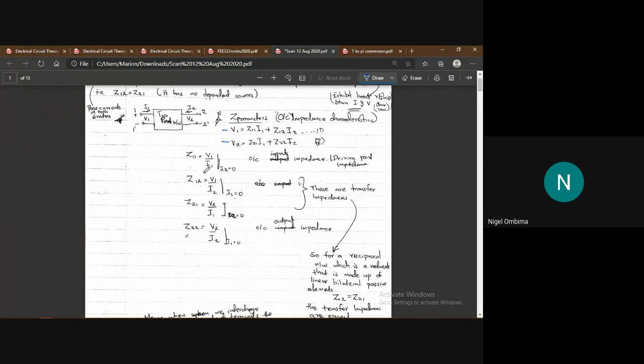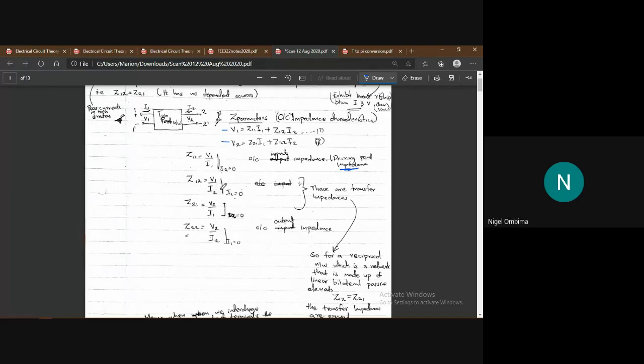So Z11 is just V1 over I1. For Z11 we take V1 and I1 here, because you are looking into the circuit from port 1, and I2 is 0. It is open circuit. So this is the formula. It is called the open circuit input impedance, also known as driving point impedance. As I remember, last sem, Professor Uma was asking some questions that were about driving point impedance.